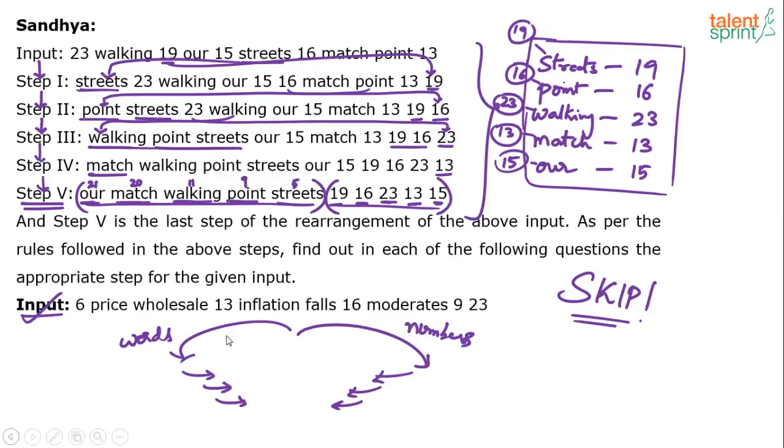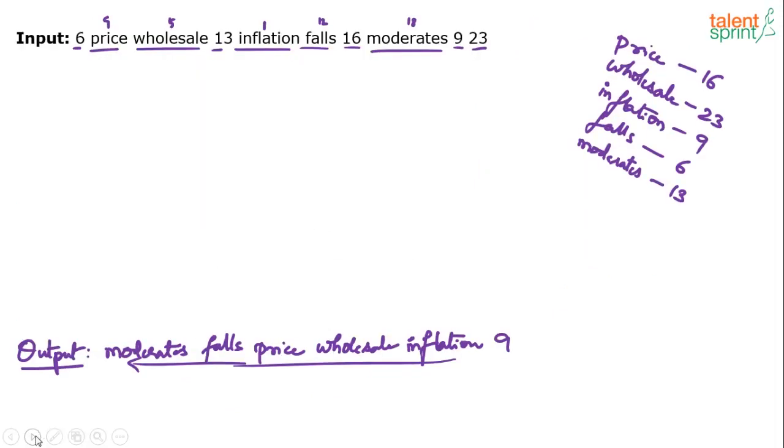You can understand that here also, right? Street was associated with 19. Points was associated with 16. Walking was associated with 23. Match was associated with 13. And hour was associated with 15. So because it is hour, match, walking, points, street, don't put the numbers in that fashion, 15, 13, 23, 16 and 19. It'll be in the reverse order basically. So that's what you have to do here also, right?